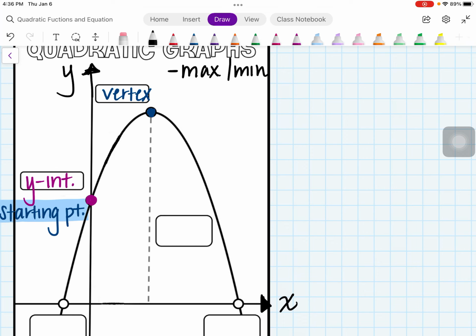All right, and in the vertex, there are actually two values, or it's a coordinate point of x and y. The x in this case is mostly referred to as the x-coordinate of the vertex.